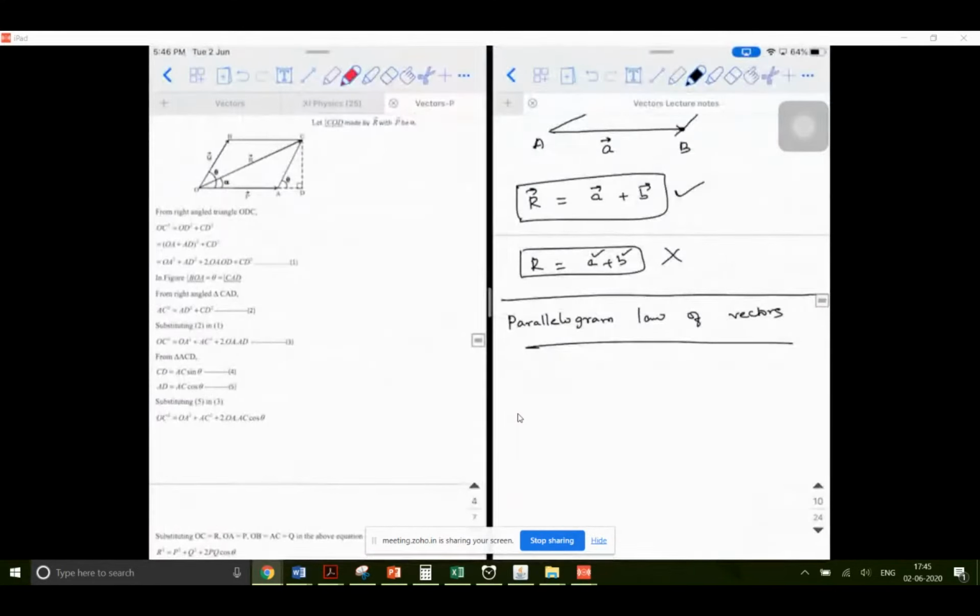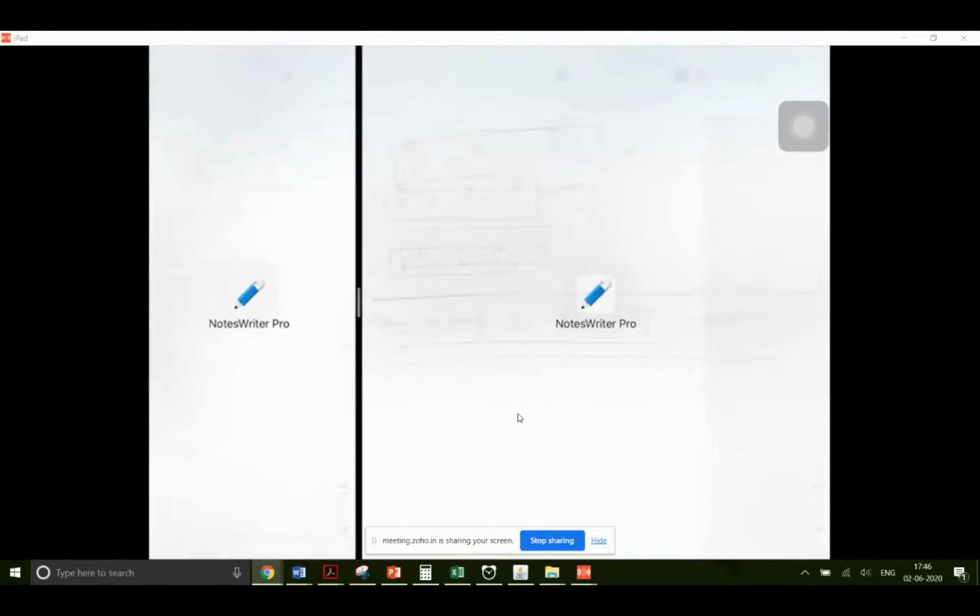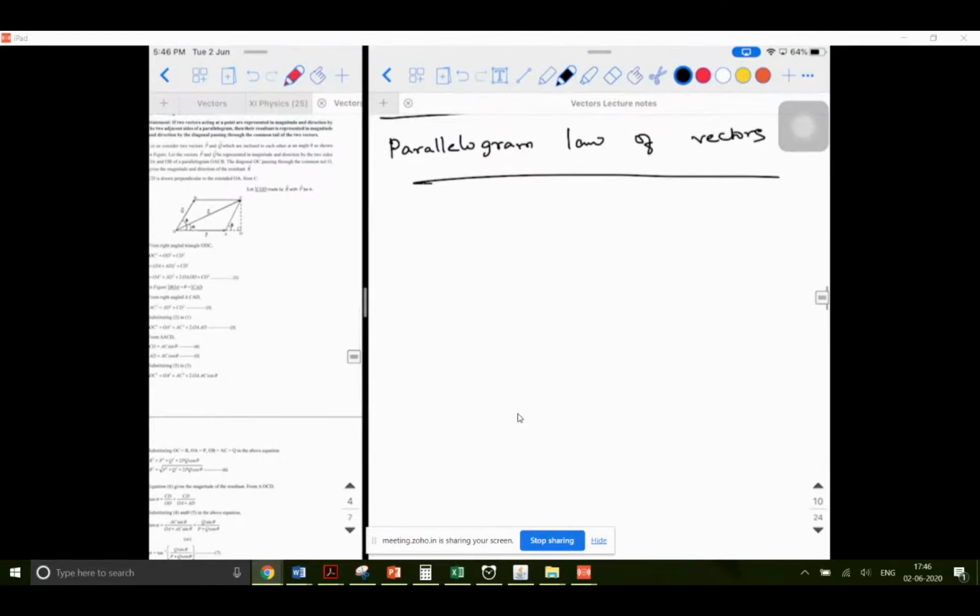Can someone read the statement? If two vectors are acting at a point. So how did we start the triangle of vectors? Triangle of vectors also started with two vectors only. But how were those two vectors? Try to differentiate. For the triangle of vectors, what are the two vectors? Adjacent sides. Whereas in the parallelogram law of vectors, how is it starting?